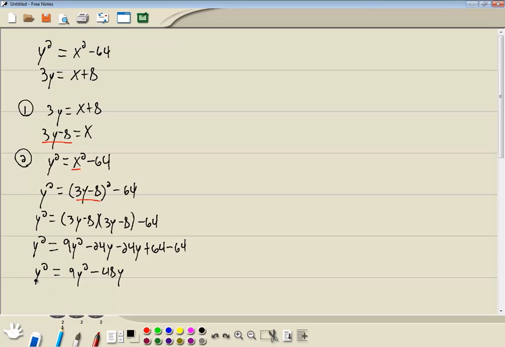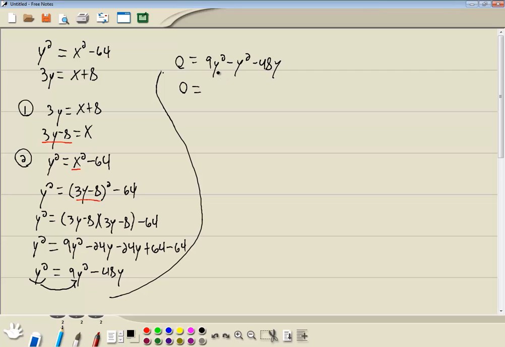Now this is a quadratic, so I want to get everything on one side, 0 on the other. So I'll take the y squared over. And we've got 0 is equal to 9y squared minus y squared minus 48y. 9y squared minus y squared is 8y squared minus 48y. We want to factor out the GCF. They're both divisible by 8 and they both have a y. So factor out 8y. And that gives us y minus 6.